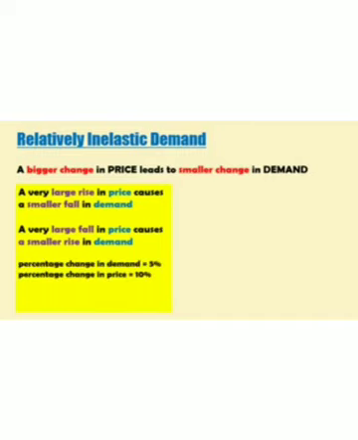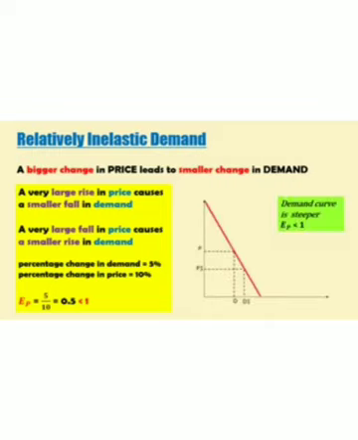Let us assume percentage change in price is 10% and percentage change in demand is 5%. Hence, EP is less than 1 and demand curve is steeper. In this diagram, we can see that change in demand DD1 is much smaller than change in price PP1.